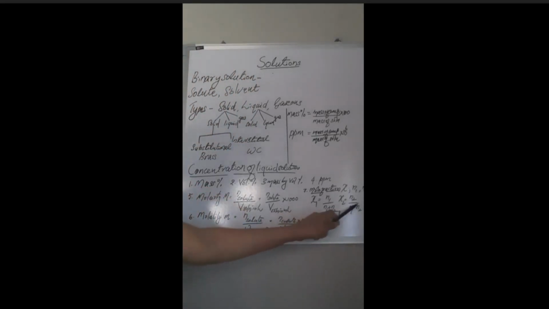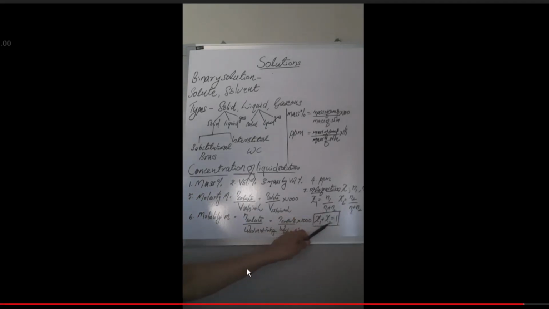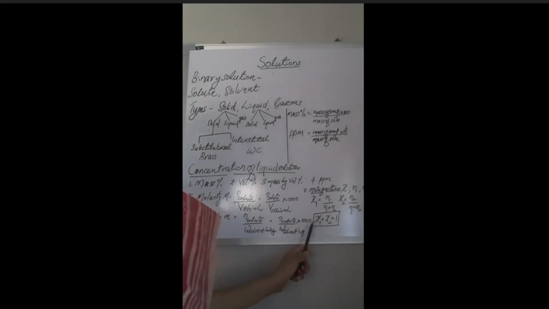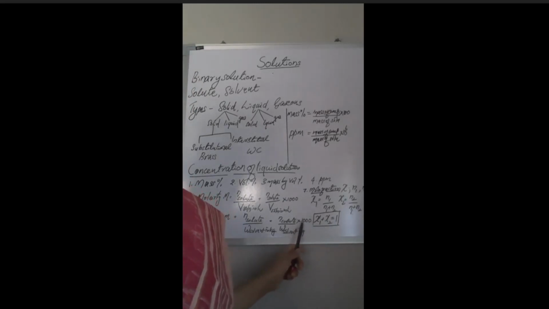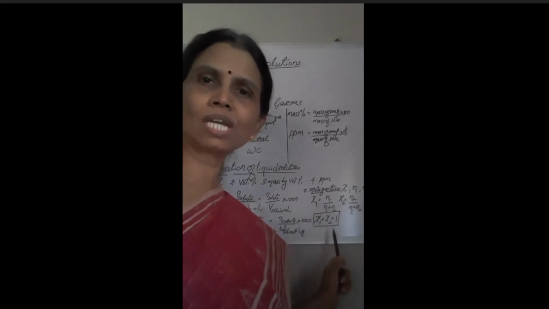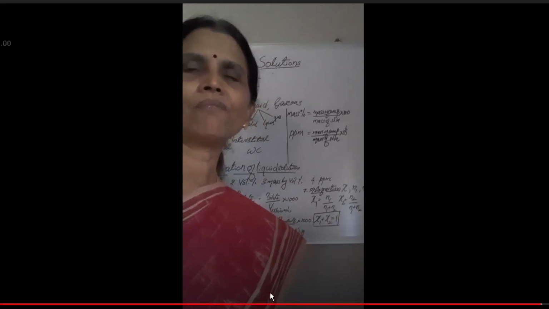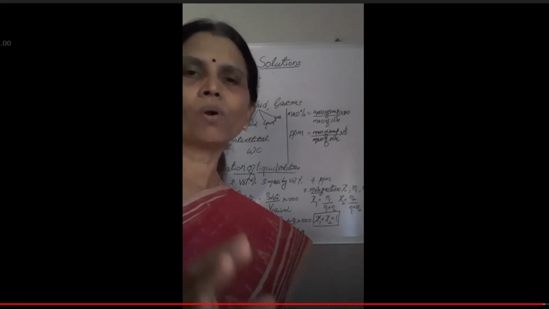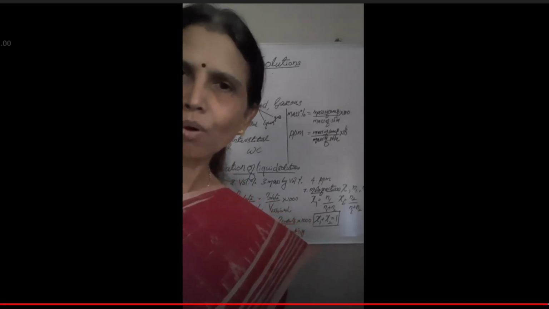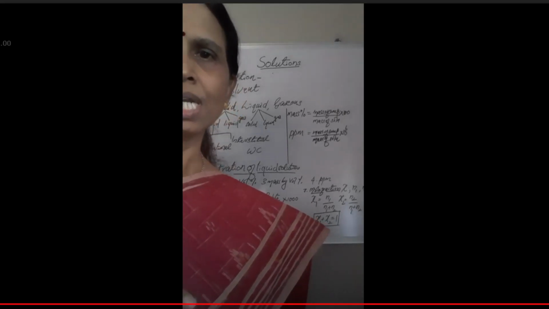And again, it's very clear from this that if you add both, that is x1 plus x2 or chi1 plus chi2, you always get 1. And this is true for all solutions irrespective of the number of components present. Even if the solution has 100 components, when we add the mole fractions of all the components together, it will always be 1. That is, the sum of the mole fractions of all the components present in a solution is 1.